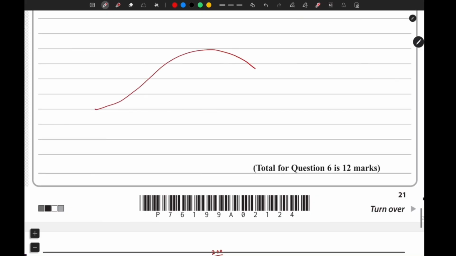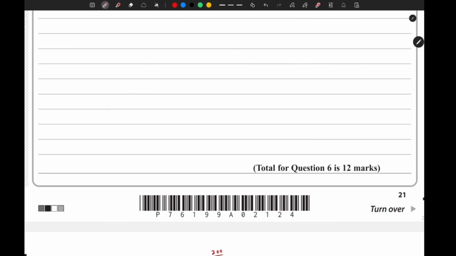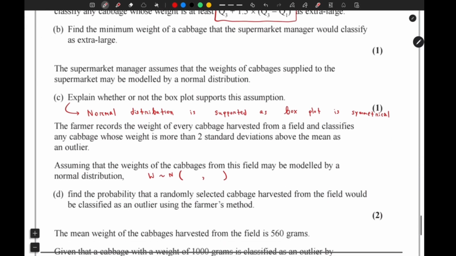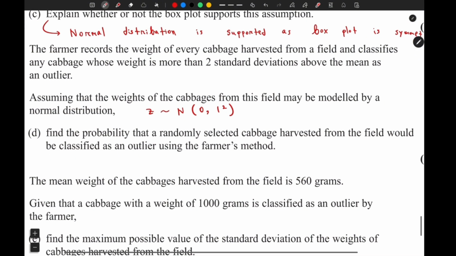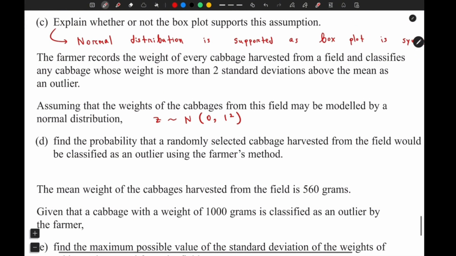So this is actually a well-known fact. If the normal distribution is perfectly symmetrical, the value of mean will be 0 and the value of standard deviation will be equal to 1. So you can say that Z, which is the weight, is normally distributed across the mean, which is 0, and the standard deviation squared. So a weight which is more than 2 standard deviations above the mean is an outlier. So the value of Z is 2.